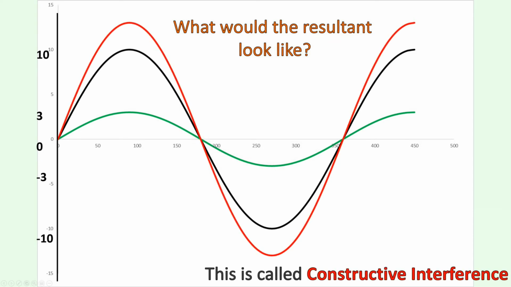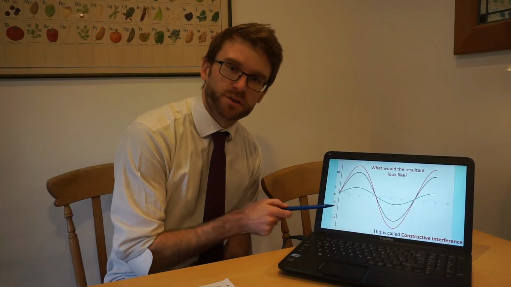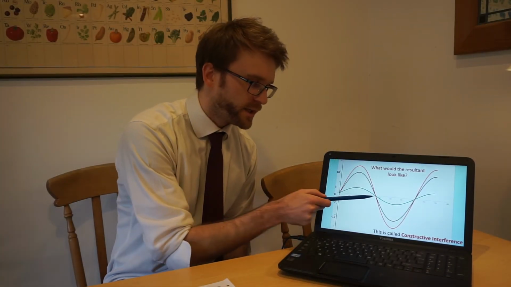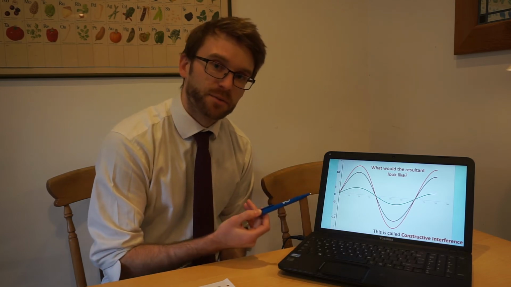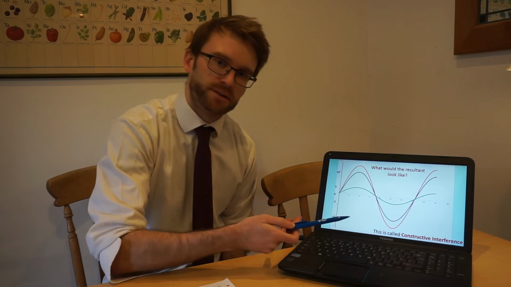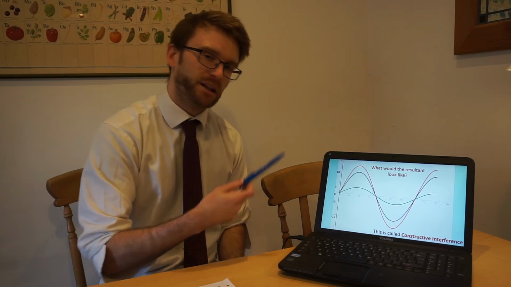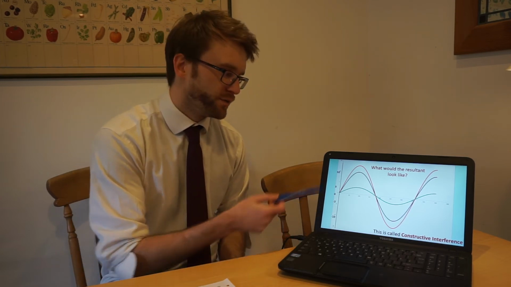You'll notice that they add up. If you add point by point, you just get a larger wave of the same frequency. This is called constructive interference. If two waves of the same wavelength add up and you get a bigger version, it's constructively interfering. It's just making a larger version of that wave.